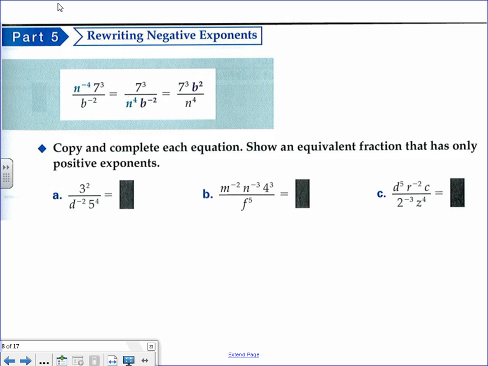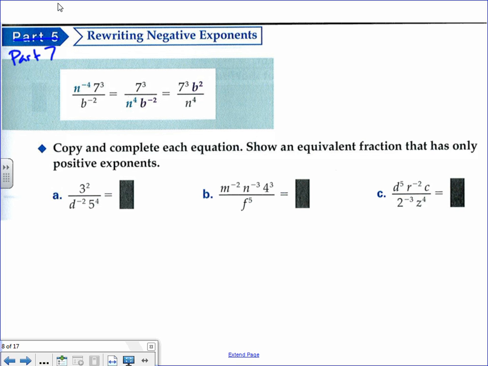This section is a review for Part 7 of Mastery Test 6 coming up. So again, we are reviewing for Part 7. And what we're going to do here is rewrite these fractions so that they only have positive exponents.